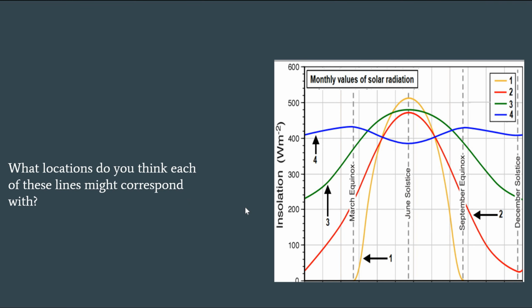As you can see here, we have a graph with corresponding lines that represent different locations on Earth, graphed by monthly values of solar radiation. So the question is, what locations do you think each of these lines correspond with? If you want, you can pause the video and take a couple of seconds to think about it, and I'll also pause for a few moments before I give the answer.